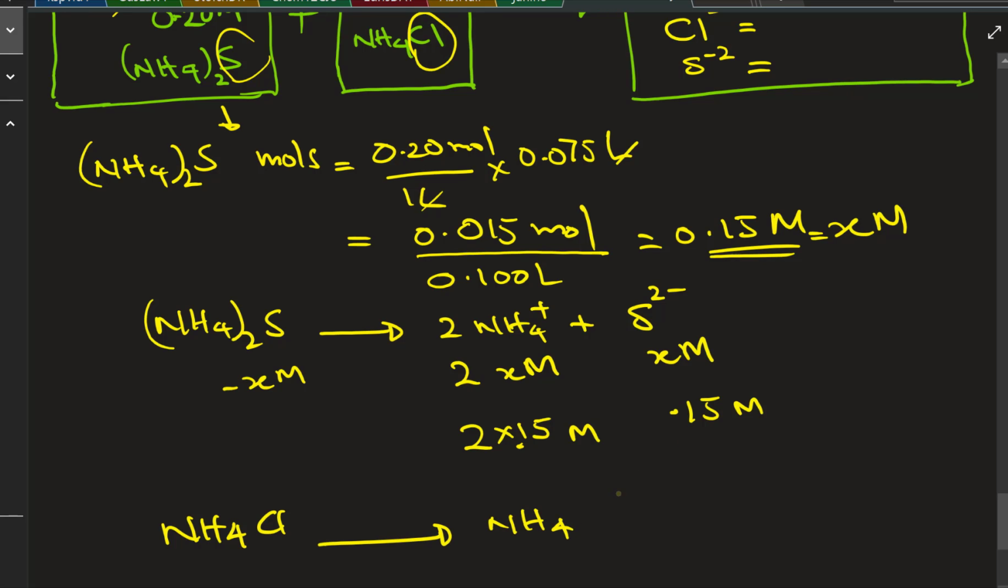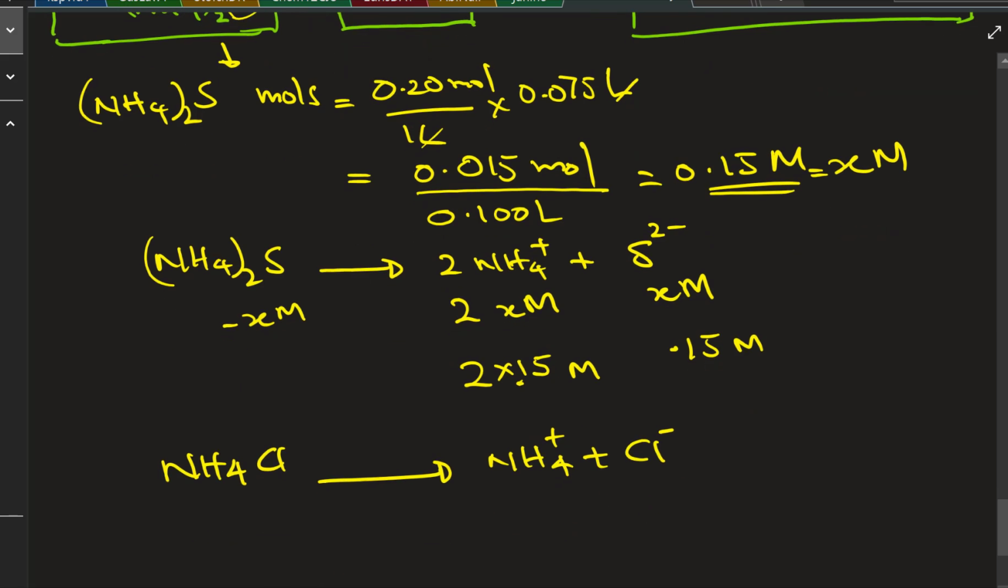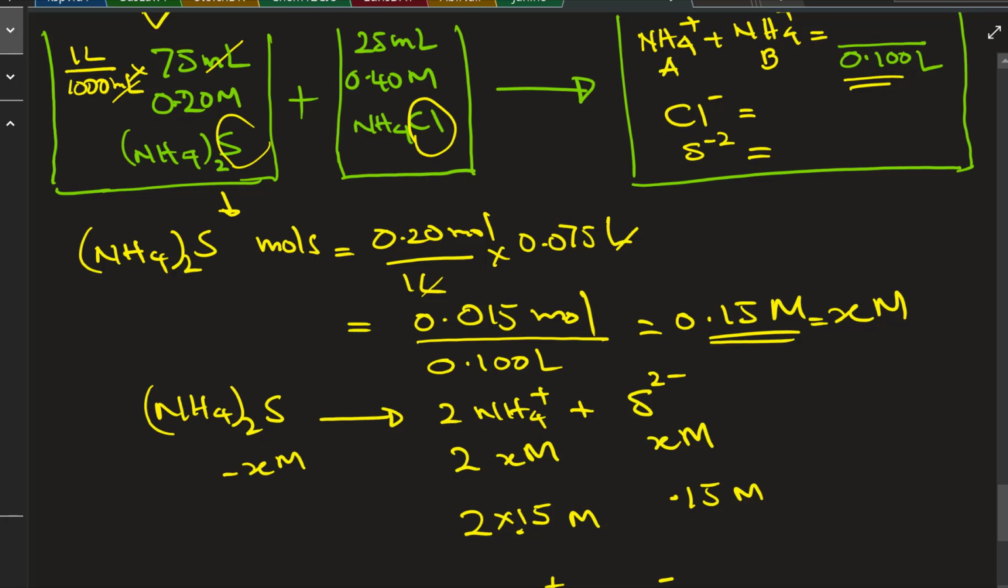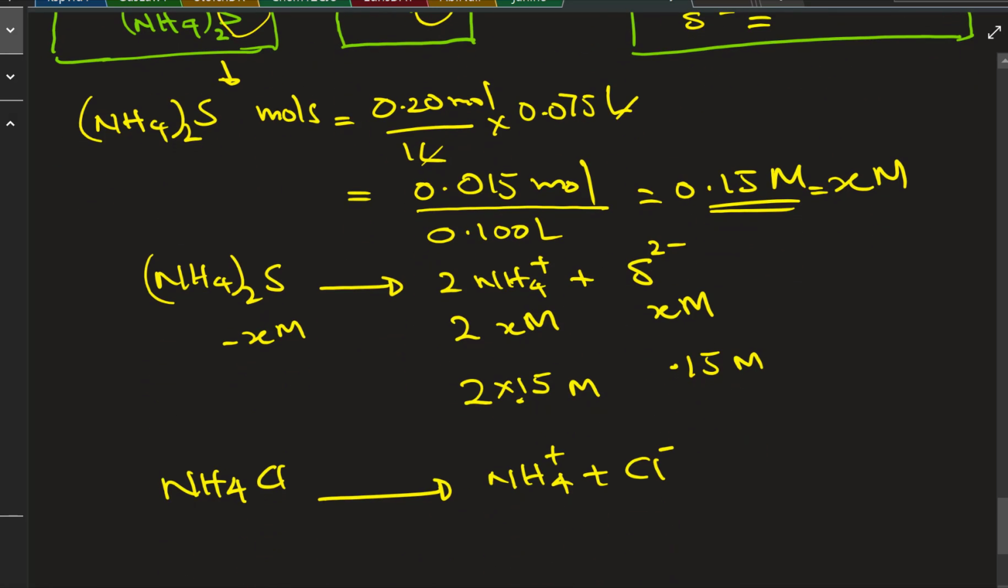Now let's go to the other beaker. Ammonium chloride goes into ammonium plus and chloride minus. Now this one is easier because it's one coefficient, right? But still you can use the minus x molar, right? By the dissociation, you're going to get that. Yeah, so let's get the moles first.